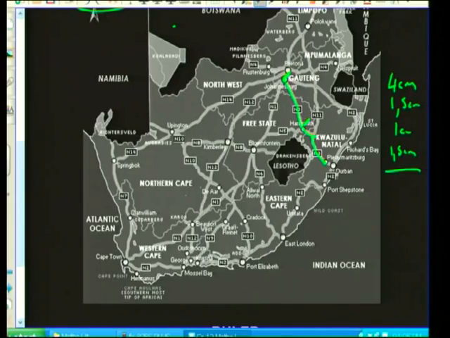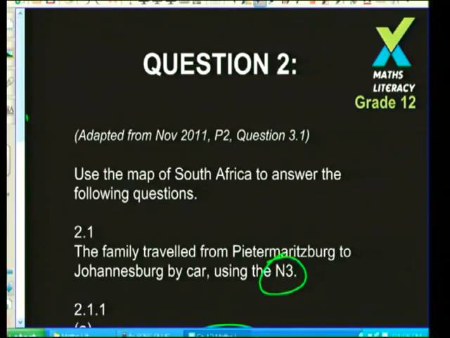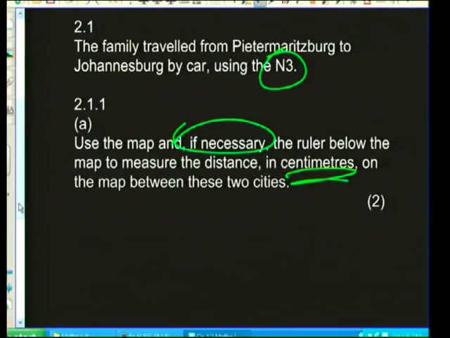So, let's measure it. So, I've got 4, 5, 6, 7, plus the half, I've got 8. Should we check that on our calculator? I'm sure we don't need to. 4, 5, 6, 7, 8 centimeters. What did the question ask us? The question asked us, use the map below to measure the distance in centimeters. So we've done it, and we've said the distance is round about 8 centimeters.